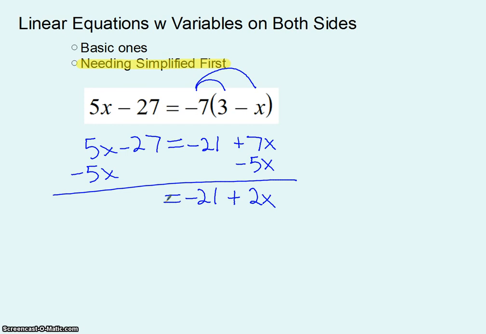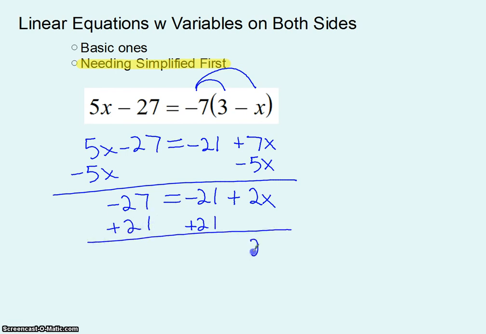Bring my equal sign. Now be very careful. 5x minus 5x was 0, but I still have a negative 27 here. Don't forget that negative sign. A lot of people drop those things. Okay. Now, since I have all the x's on the right side, I'll get the non-x's to the left. Negative 21 can be gotten rid of by adding 21.